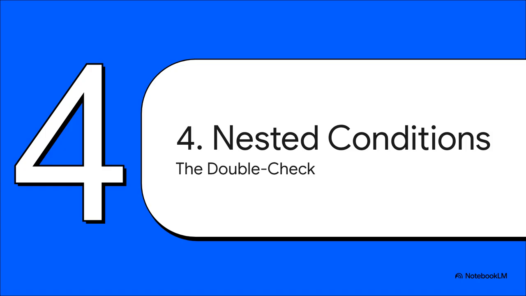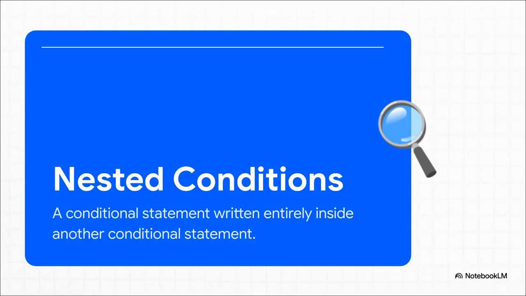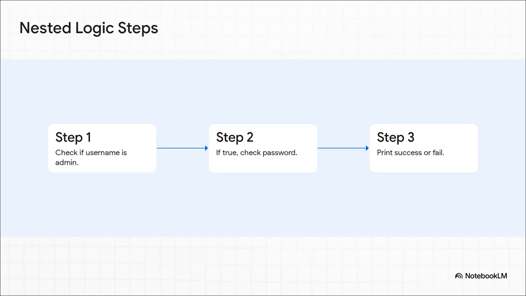Let's move on and see how this builds in section 4. Conditions inside conditions, the double check, also known as nested logic. This brings us right back around to answering our very first question about how apps securely check your password. A nested condition is, quite simply, a conditional statement written entirely inside another conditional statement. It's basically a secondary checkpoint.